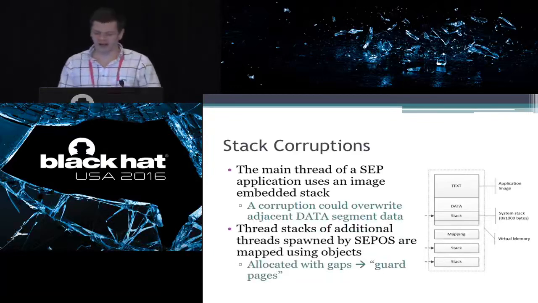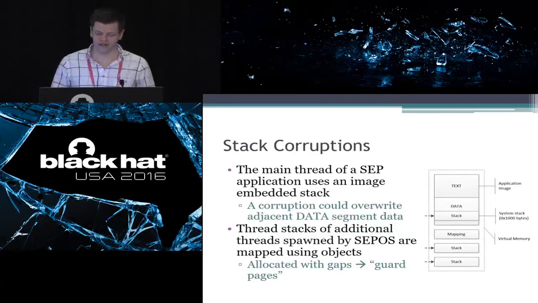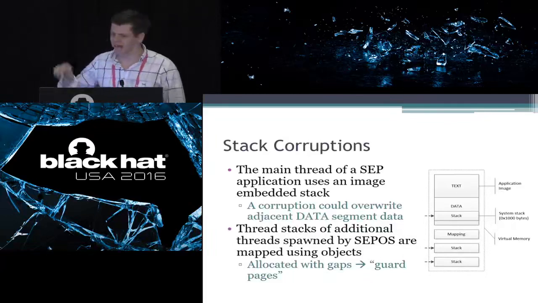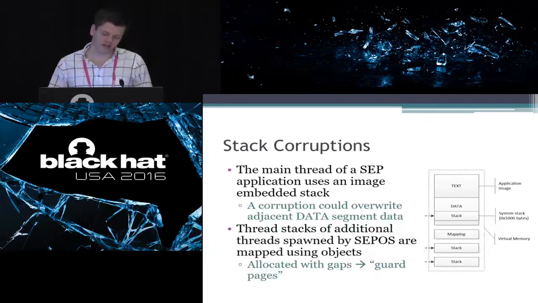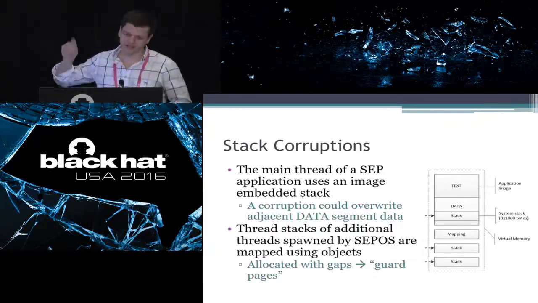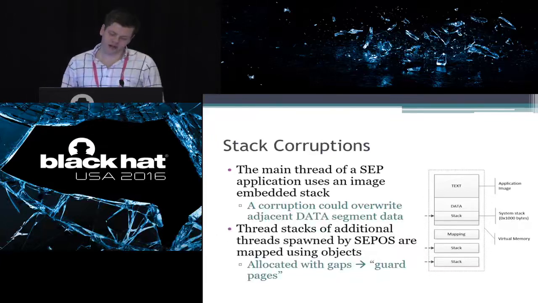All right. So in terms of stack corruptions, we're interested in how the stacks are allocated and where they are put. The main thread of all the SEP applications uses an image-embedded stack. This actually means the stack is in the data segment. So if you have a stack recursion vulnerability or a stack-based buffer overrun, you essentially end up corrupting adjacent data. That said, additional threads will not have their stacks in the data segment. They'll have their stacks allocated at runtime using objects.